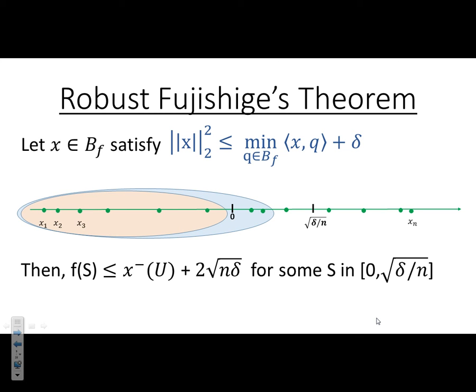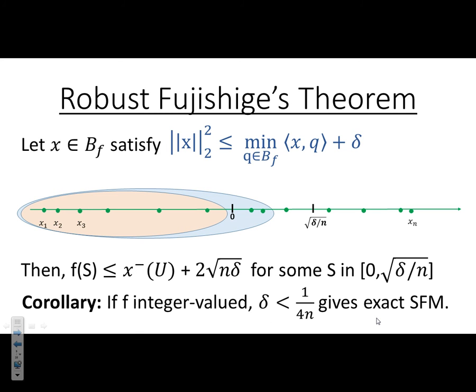So what does that mean? We proved this, but a similar bound was also proved earlier by Francis Bach, and maybe even earlier. I don't know, but it's not a very difficult proof. What it means is that if f is integer valued, then I can choose delta to be 1 by 4n. Okay? And I'll get exact submodular function minimization.